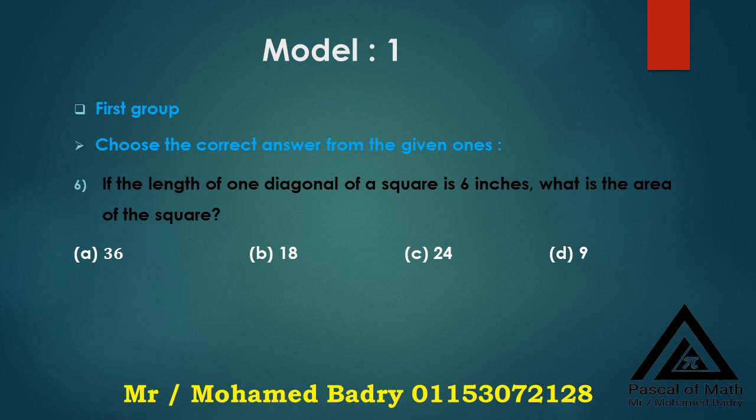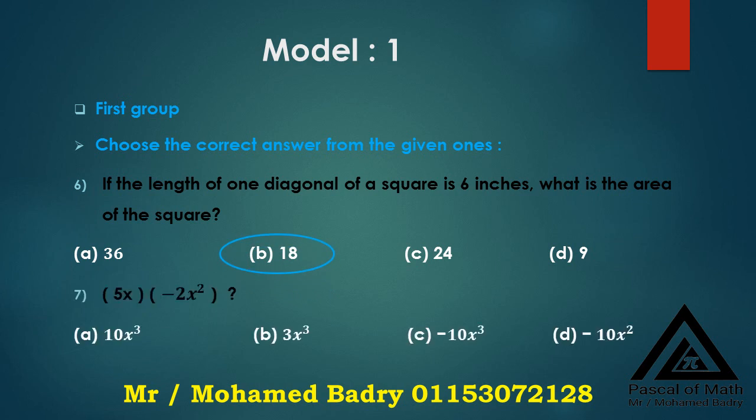Question 6. If the length of one diagonal of a square is 6 inches, what is the area of the square? The area of a square has two rules. First rule, the area of a square equals s square, where s is the length of side of the square. Second rule, the area of a square equals half d square, where d is the diagonal of a square. Now we will use rule number 2. The area of a square equals half d square. Now d equals 6 inches. The area of a square equals half 6 square equals 18.